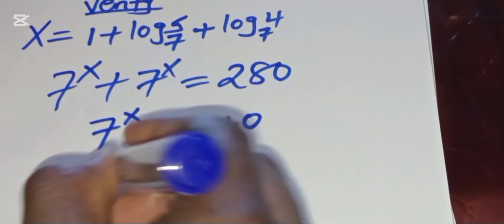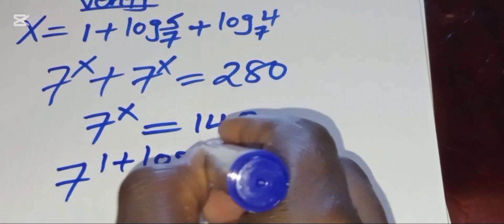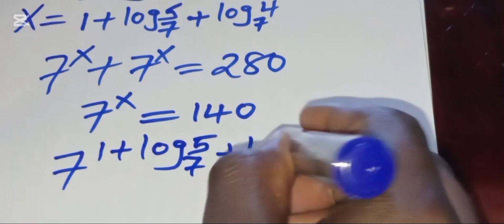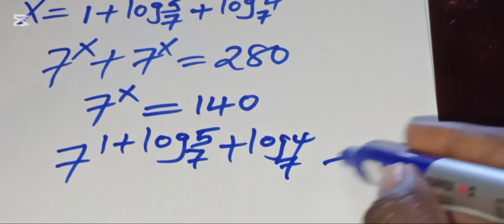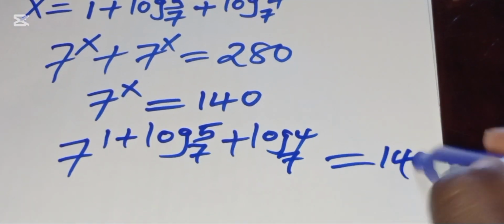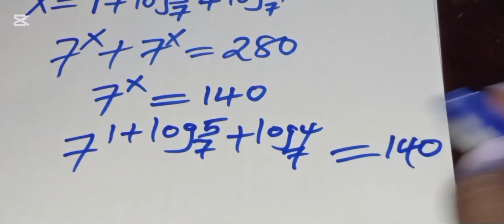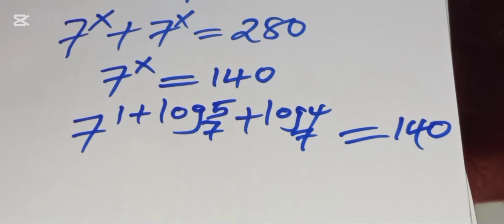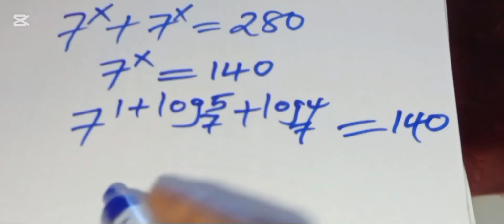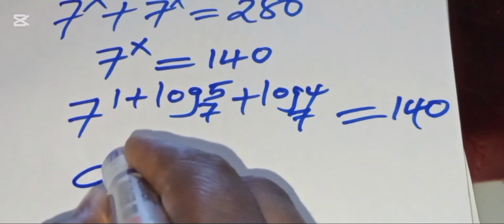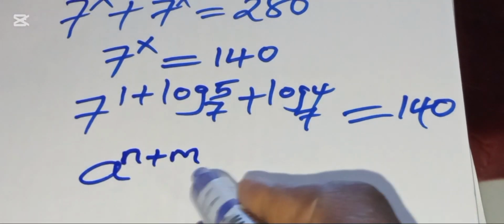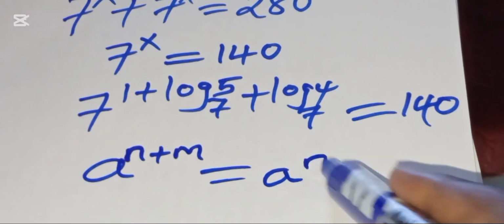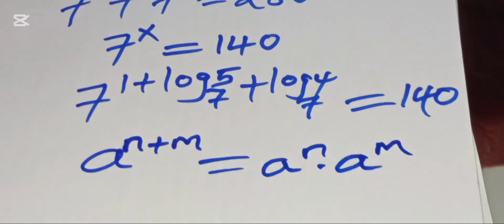7 raised to power x, with x equal to 1 plus log 5 to base 7 plus log 4 to base 7, is supposed to give us a value of 140. Now we find that 1 plus log 5 to base 7 plus log 4 to base 7 in the exponent is in the form a raised to power n plus m, which we can write as a raised to power n multiplied by a raised to power m.